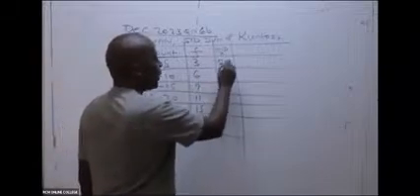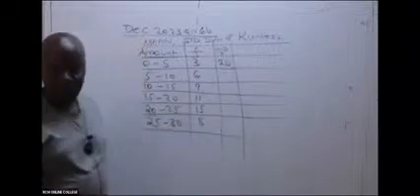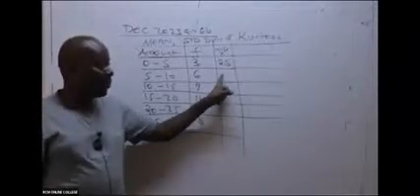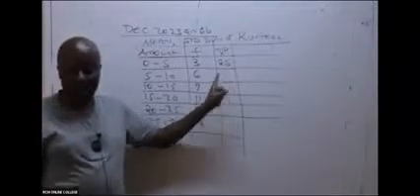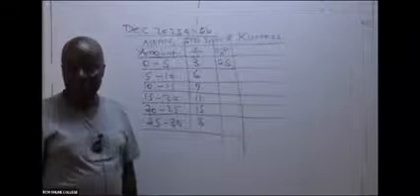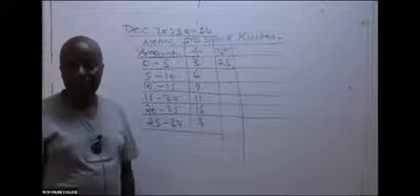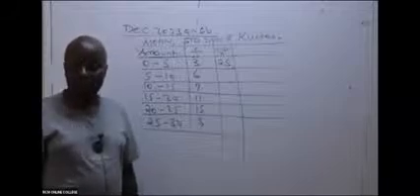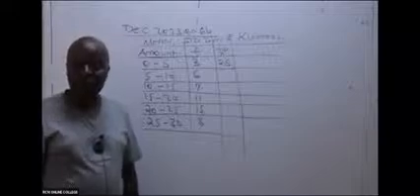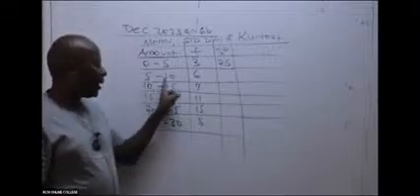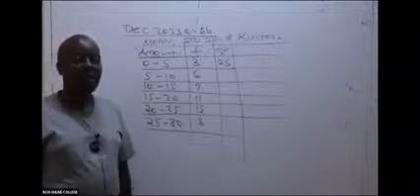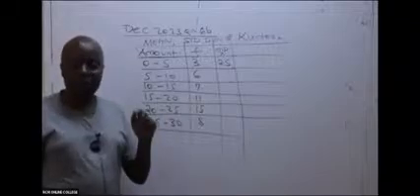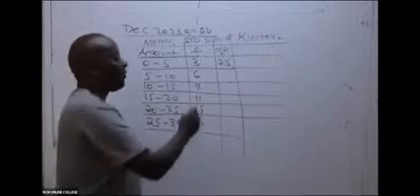Somebody give me answers, please. 2.5. Can somebody give me the midpoint for the second class? I know the answer, but I would want to involve you. I want you to take 5 plus 10, 15. 15 divided by 2, I get 7.5.